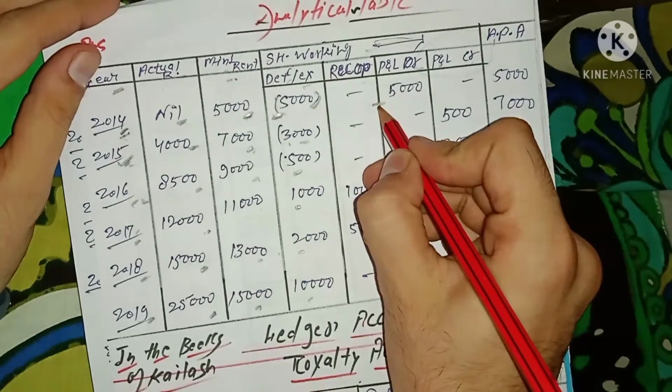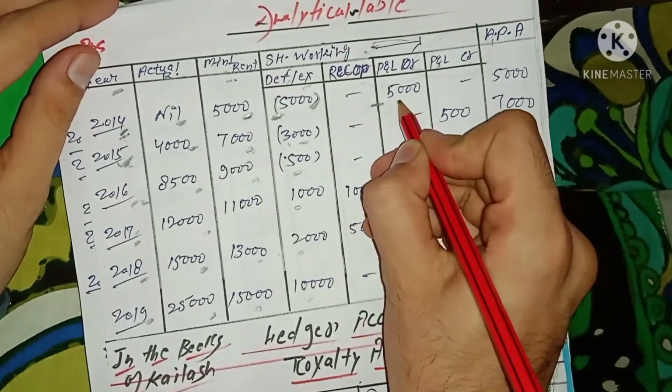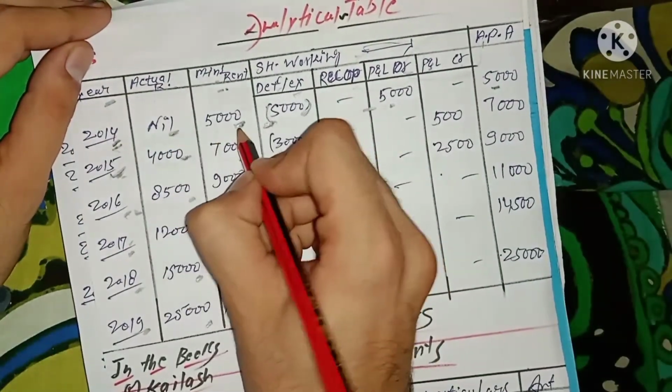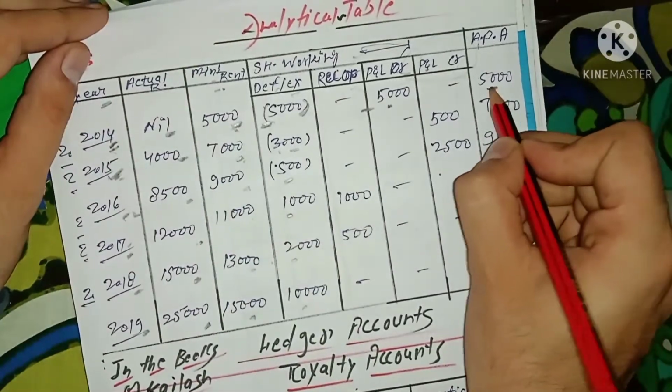So he doesn't want to carry forward, so simply you just have to debit that amount. Now whatever amount is payable, the whole amount, here you can see the actual royalty amount is nil, so the whole amount will be payable to the lessor, the whole amount like 5,000.